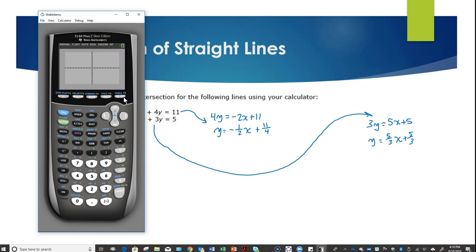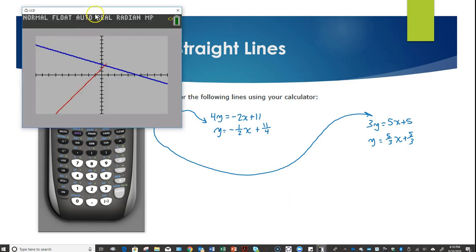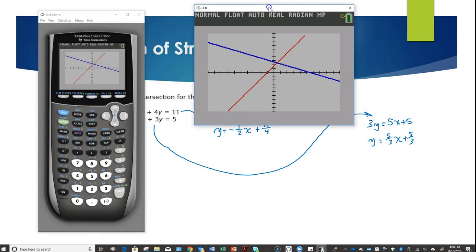And I'm going to graph them. So there's my first line. There's my second line. And I'll show it here too. And I can see where they cross each other. It looks like they're crossing each other at a point that's not quite at 1 and not quite up as high as 3. So you're going to maybe get some nasty decimals.